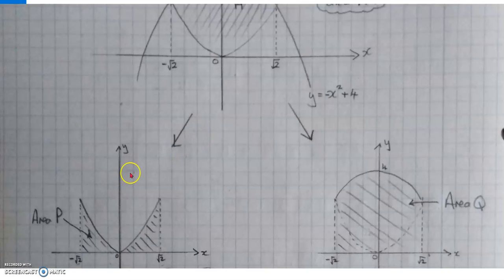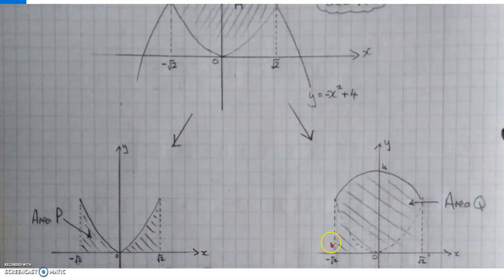Yes. So this one here is the normal y equals x squared. Okay, and if we find the area underneath this between minus root 2 and root 2, we will get this area here, this one here, and that one there. We've called that area P.